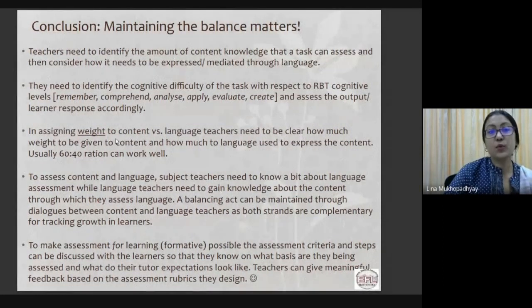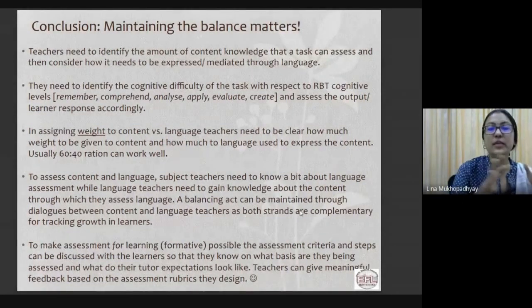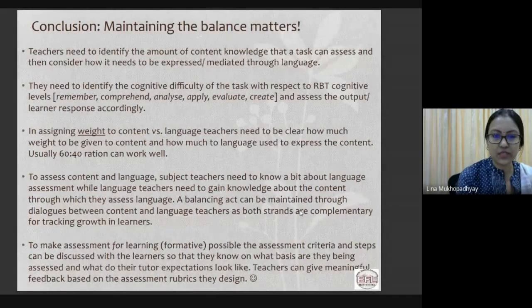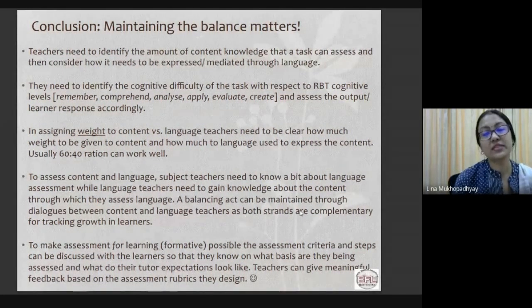Then they have to assign weight to content versus language. This is applicable for both content teachers and language teachers. The greatest challenge is to assess content and language. Subject teachers need to know a little about language assessment and the other way around. So how can we strike a balance? A balancing act can be maintained if we have healthy debates and dialogues between content and language teachers to understand how content teachers can assess language in their classroom and language teachers can assess content, because both are complementary strands for tracking growth in learners. I'm sure you would agree.